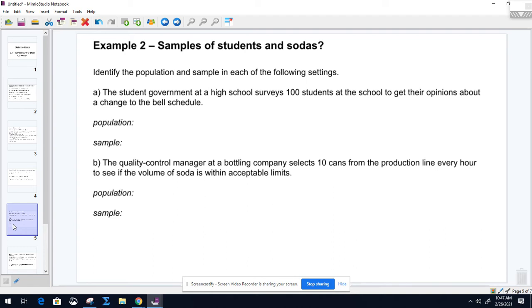So identify the population and sample in each of the following settings. Okay, so for example A, the student government at a high school surveys 100 students at the school to get their opinions about a change to the bell schedule. So what would the population be? The population would be all the students in the school, and the sample would be the 100 students that they surveyed.